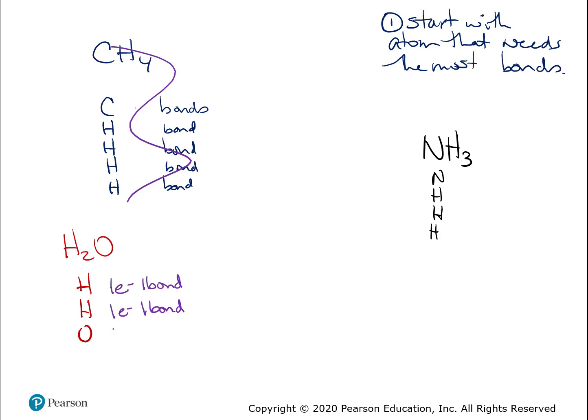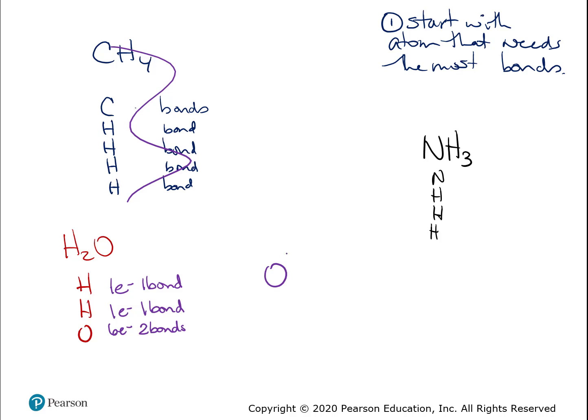Oxygen, though, is in group 6, which is how I know it needs 2 bonds, because it's got to have 8. The electrons plus bonds will always equal 8, except for hydrogen. Hydrogen's only going to be 2. So that tells me to start with oxygen. Start with the atom that needs the most bonds. So I start with oxygen.